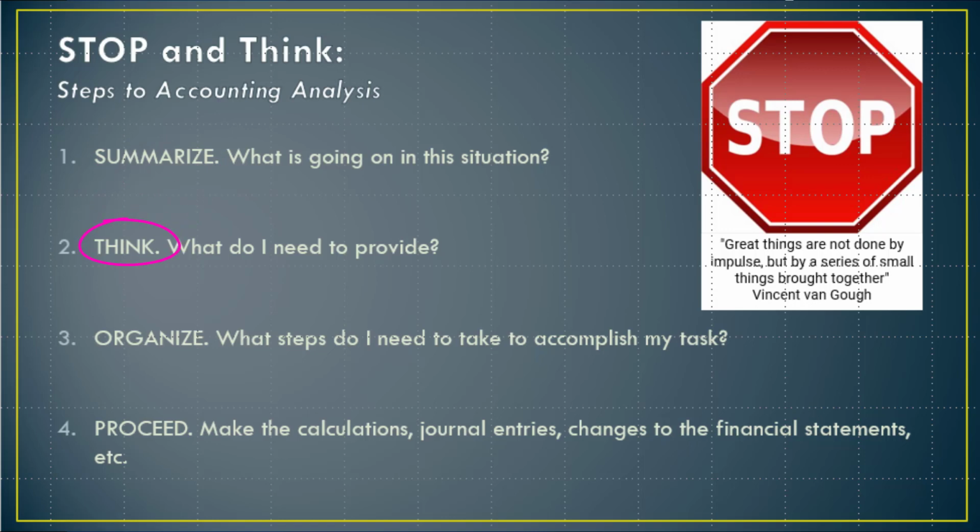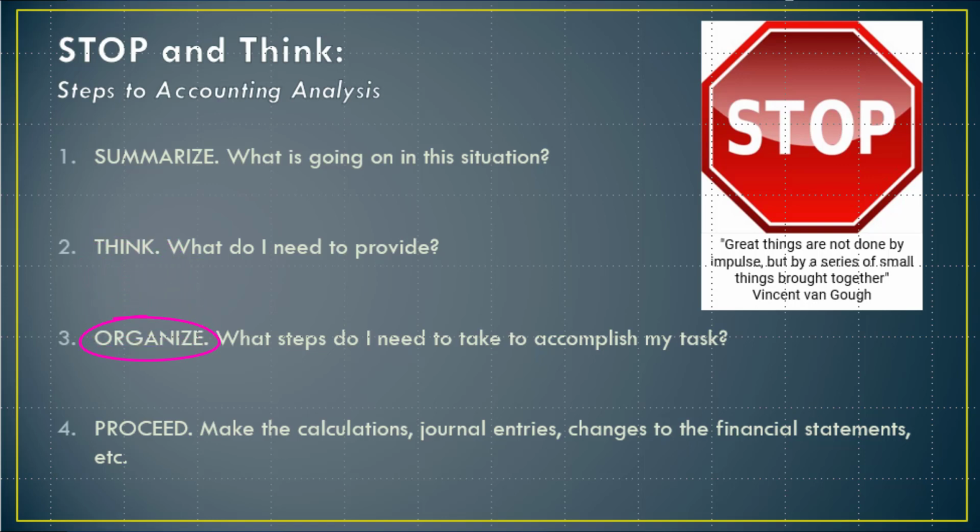T is to think. What is it that I need to provide? I need to provide a number. That's what my company wants from me. How much do I have to record? Other people apparently are looking up the debit and the credit and disclosures and whatever. My job is to figure out how much. So that's what I need to figure out. What steps would I need to use to figure out my task?